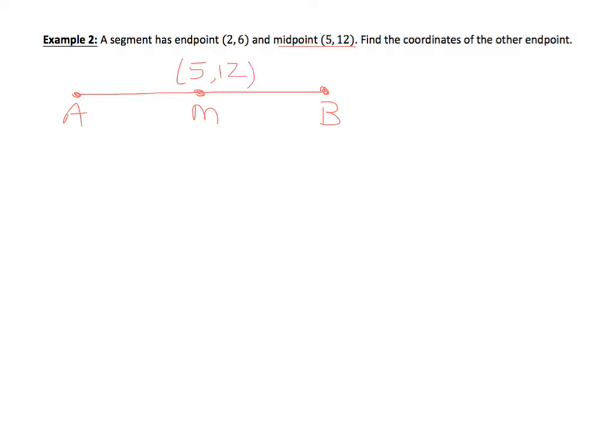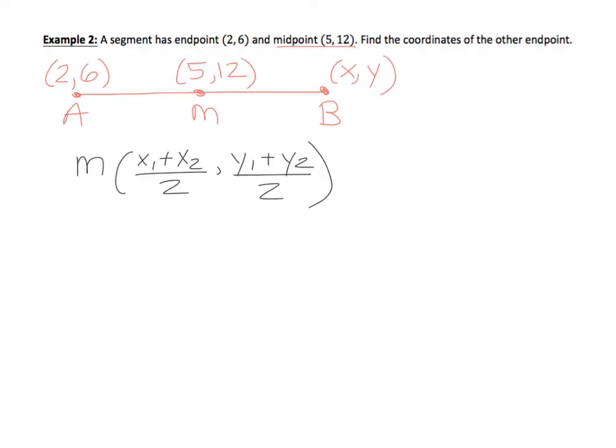Now we also know that A is at 26. And we're looking for what's B. So one way you can do this is you can do the formula in reverse. So let's call B X and Y because we don't know what the coordinates are. And then we can go ahead and take those numbers and plug them into our midpoint formula.